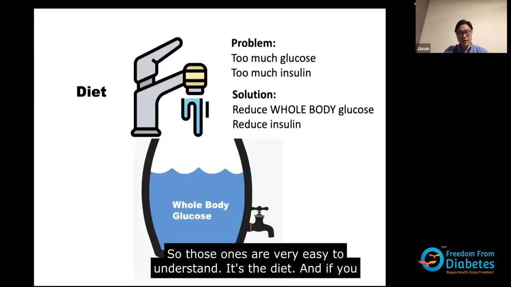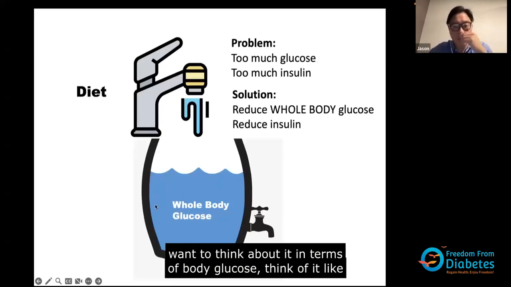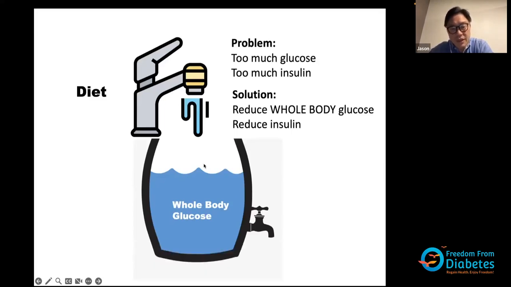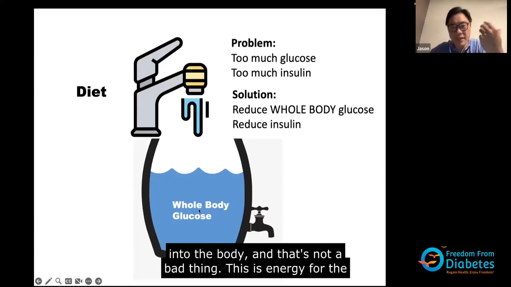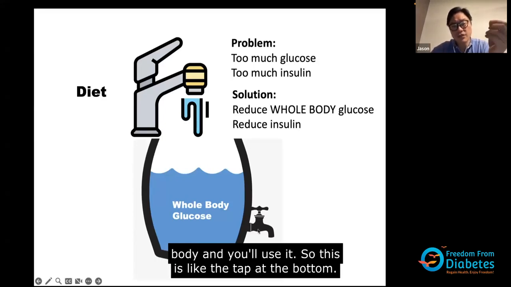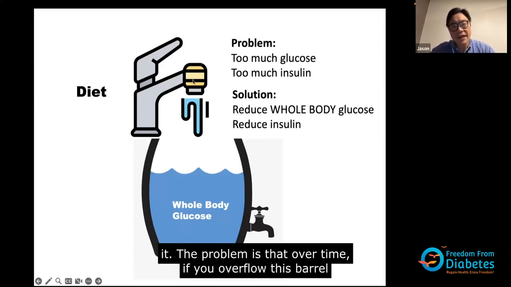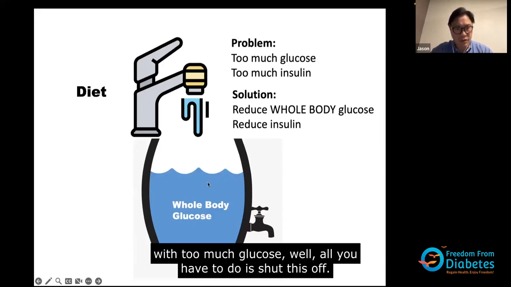So those ones are very easy to understand. It's the diet. And if you want to think about it in terms of body glucose, think of it like a barrel, right? What's happening is with the diet, you're putting glucose into the body, and that's not a bad thing. This is energy for the body, and you'll use it. So this is like the tap at the bottom. So if you exercise for your normal basal metabolic rate, you're going to use it. The problem is that over time, if you overflow this barrel with too much glucose, well, all you have to do is shut this off.